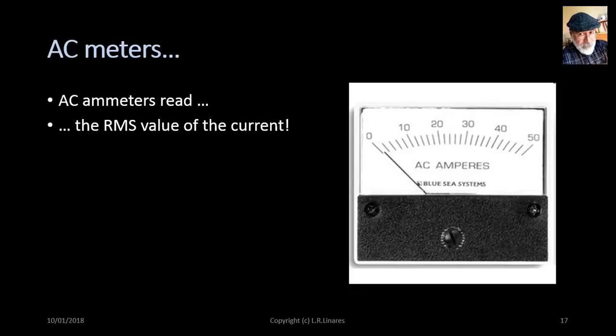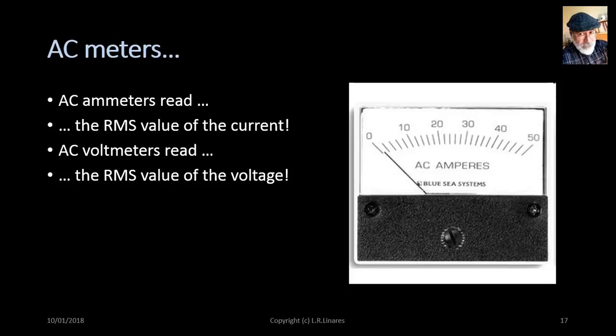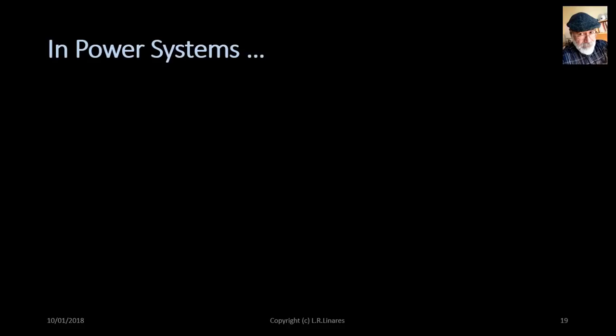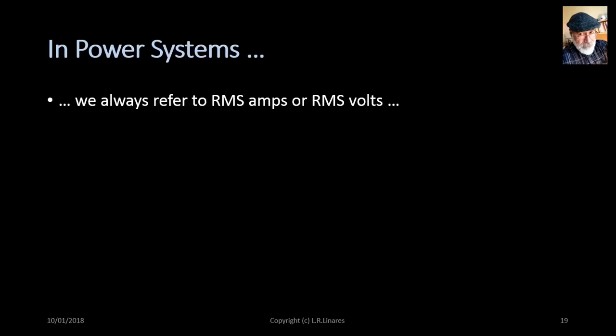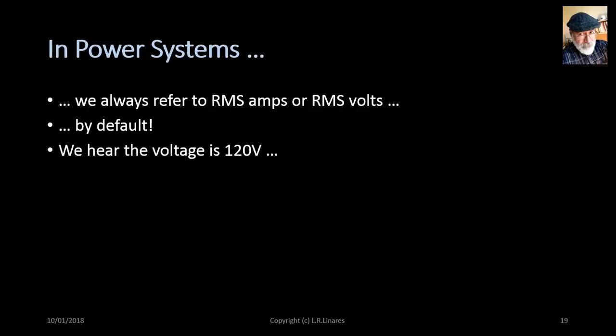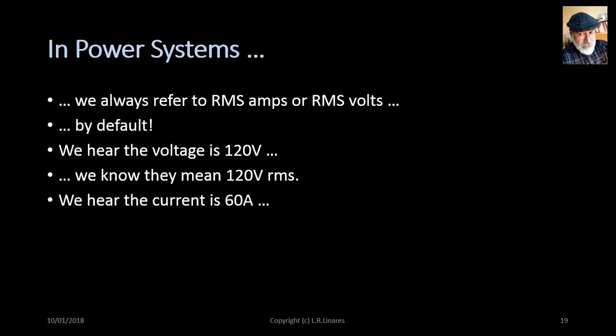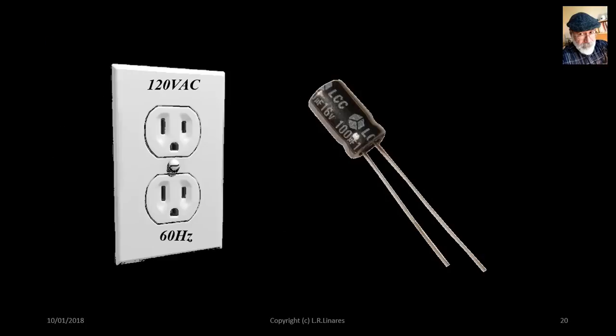AC ammeters read the RMS value of the current, and AC voltmeters read the RMS value of the voltage. In power systems, we always refer to RMS amps or RMS volts by default. If we hear that the voltage is 120 volts, we know they mean 120 volts RMS. If we hear that the current is 60 amps, we know they mean 60 amps RMS.